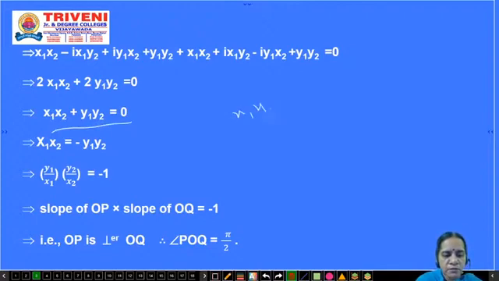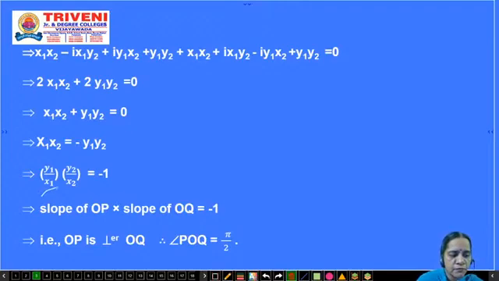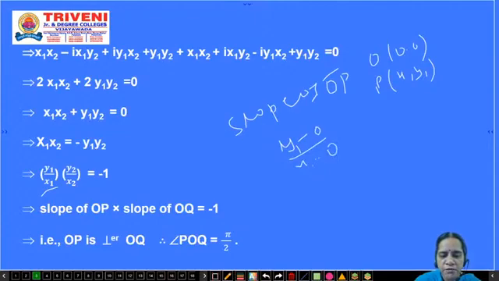Then x1 x2 is equal to minus y1 y2. Then y1 by x1 into y2 by x2 is equal to minus 1. Now let us find the slope of OP. O is (0, 0) and P is (x1, y1). The slope formula is y2 minus y1 by x2 minus x1, so here it is y1 minus 0 by x1 minus 0, that is equal to y1 by x1.